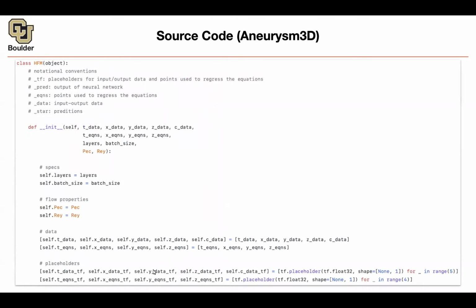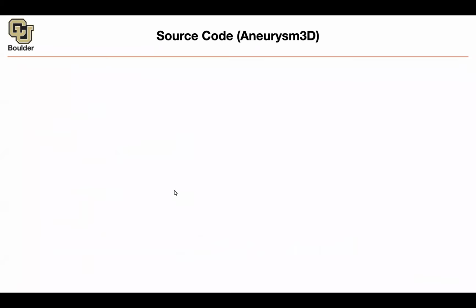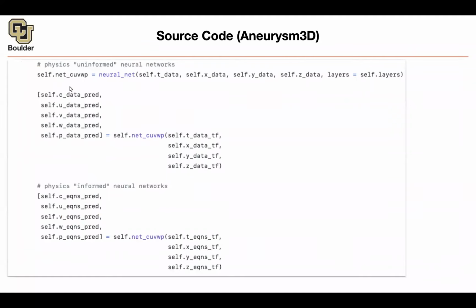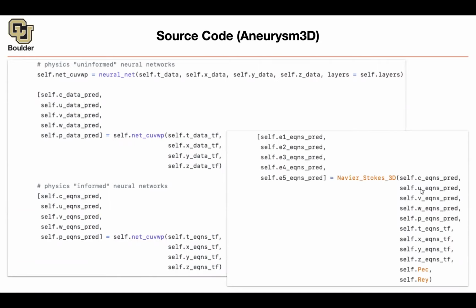What else? For TensorFlow, you need some placeholders. This is where the data is going to go in. So that's not important. You create your neural network only once. This is the gray box. You're going to call it twice on 2 sets of placeholders. So it's the same neural network, same weights and biases. You just call it twice. And then you're going to do your Navier-Stokes function, which is going to return your equations.